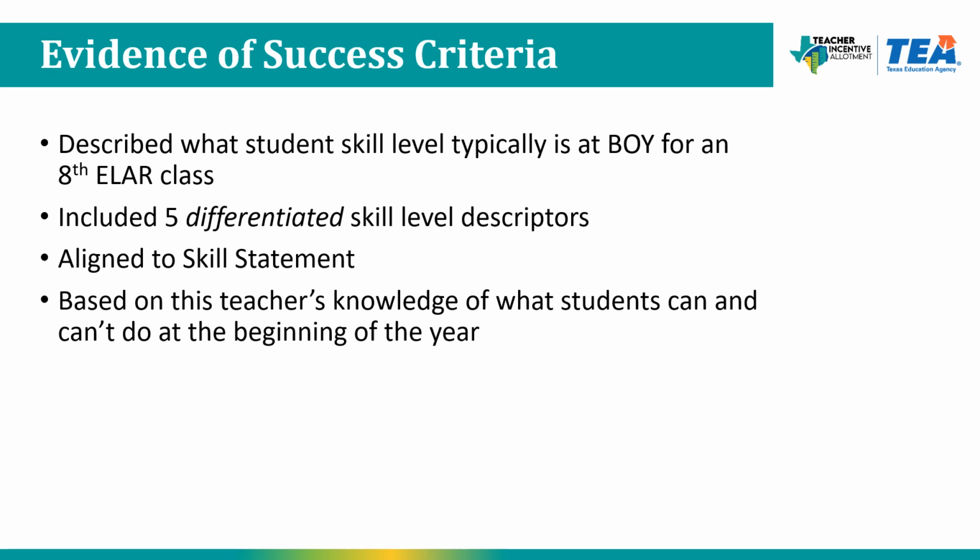For example, in 8th grade, the skill statement might be: students will be able to draw accurate conclusions supported by appropriate textual evidence from informational text. At the start of the year, 8th graders typically can comprehend and summarize informational text, but may struggle with making inferences. The initial skill profile should describe the varying levels of proficiency, including 5 different skill levels, to provide a clear picture of where the students are starting.